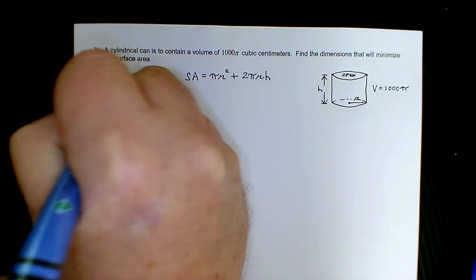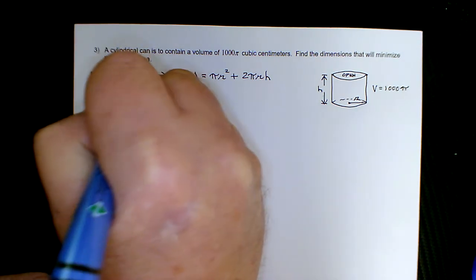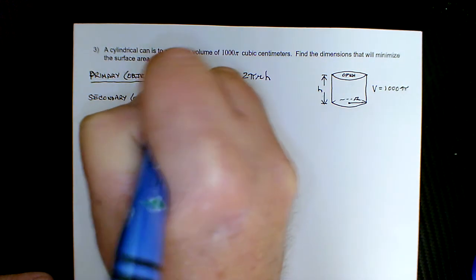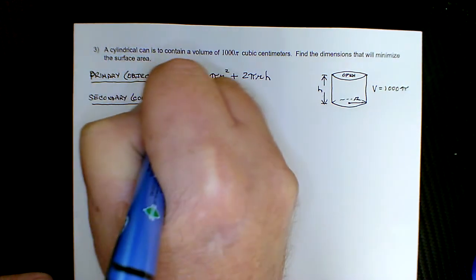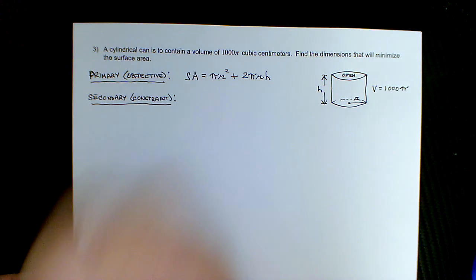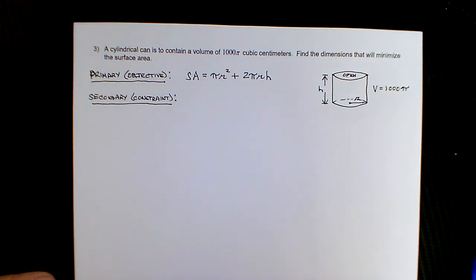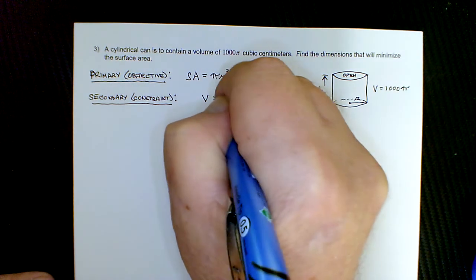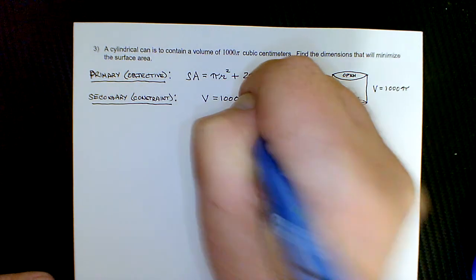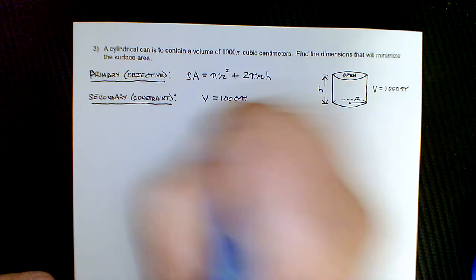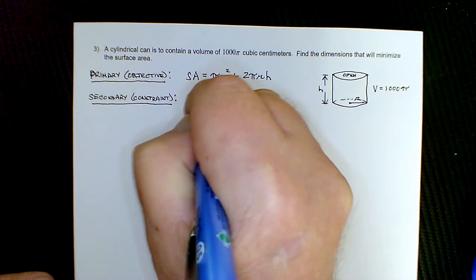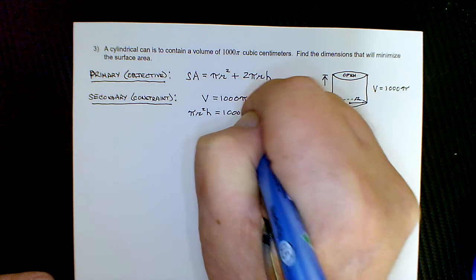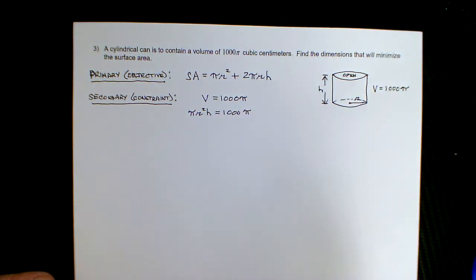The secondary, or the constraint equation, is the fact that the volume is 1000 pi. But the volume of a cylinder is pi r squared h. So pi r squared h is 1000 pi.